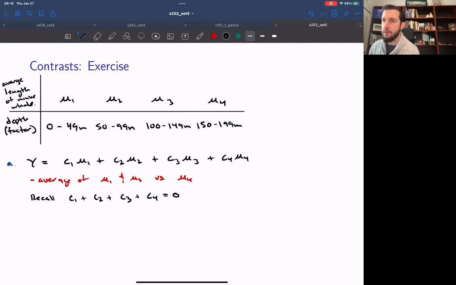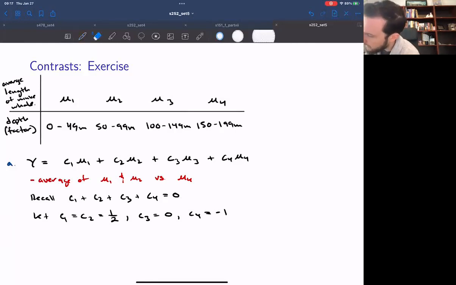First, to take the average of mu1 and mu2, we let C1 equal C2 equal 1/2. So we have 1/2 plus 1/2 is equal to 1. We don't need mu3, so we make C3 equal to 0. So we're knocking mu3 out. And now we want to compare to mu4. We can compare to mu4 by setting C4 equal to -1, because a half plus a half is +1, and +1 minus 1 equals 0.